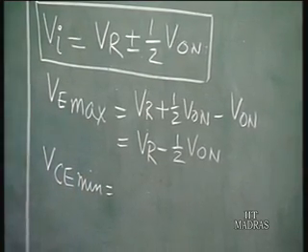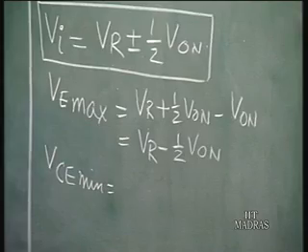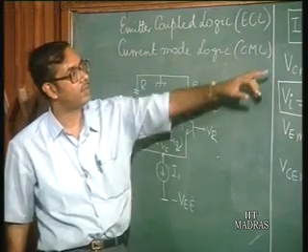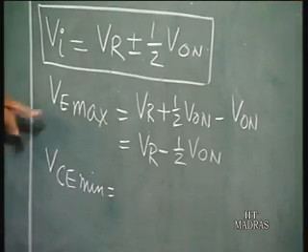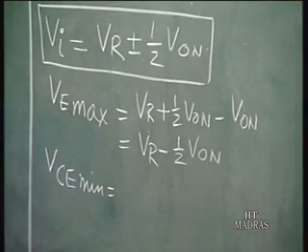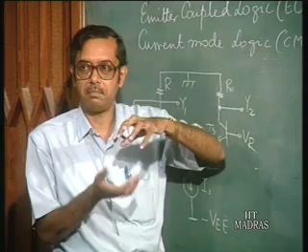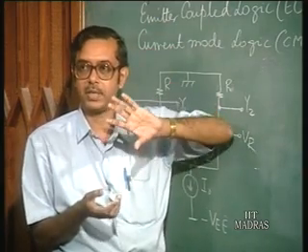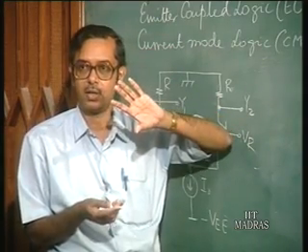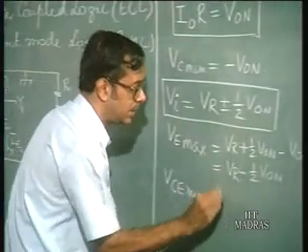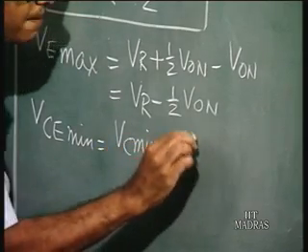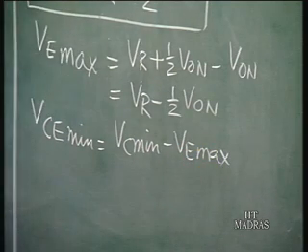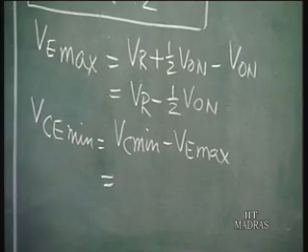Now, what is Vce minimum? The minimum collector emitter drop which you can have is obviously Vc min minus Ve max. When the collector voltage is at the minimum and the emitter voltage is at the maximum, that is the minimum value of the collector to emitter drop which you can have. So this is Vc min minus Ve max. So what is this equal to?